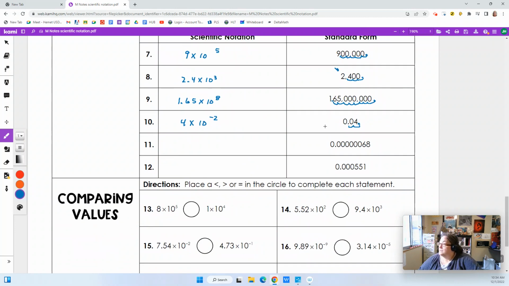Let's look at this one. Here we've got a decimal here. We're going to move it 1, 2, 3, 4, 5, 6, 7 spaces. So we have 6.8 times 10 to the negative 7, right? Because we moved it in the other direction. So this time it's going to be negative.